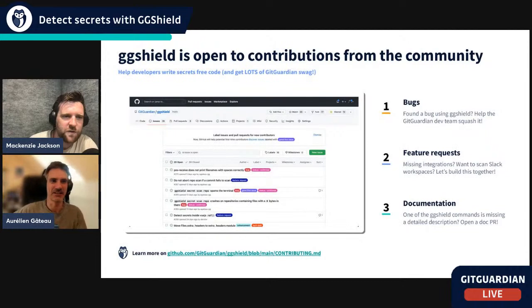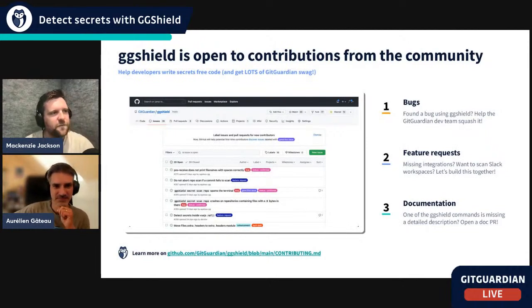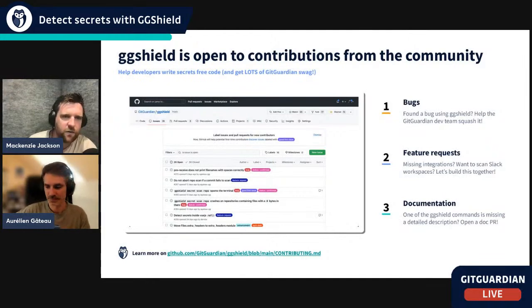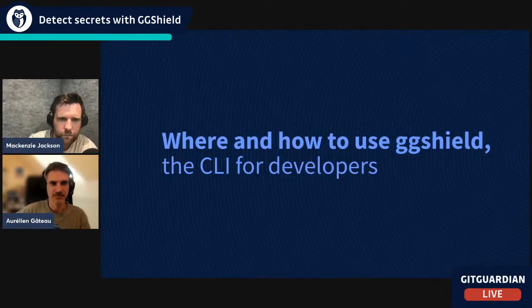And of course, we're open to contributions. So if you have a specific use case for being able to detect secrets somewhere in a specific environment, in a specific infrastructure, the chances are someone else is going to have that need as well. So we'd love to hear from you and would absolutely love contributions. So please feel free to be part of the ggshield team. We do give out cool swag to the contributors and people that are active in the community there.